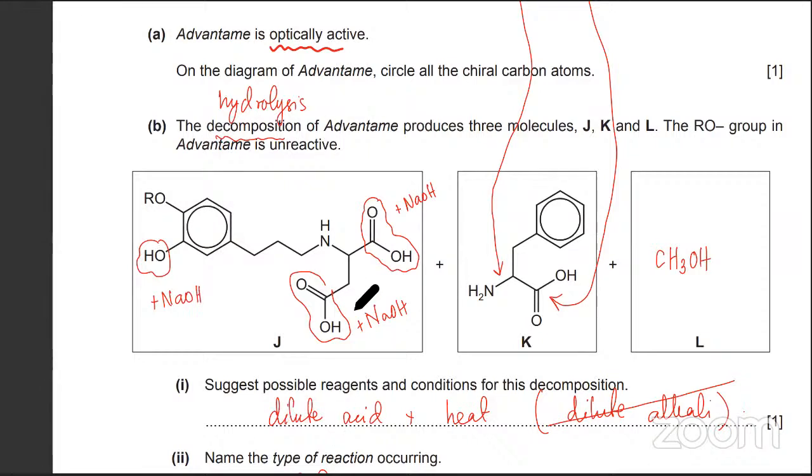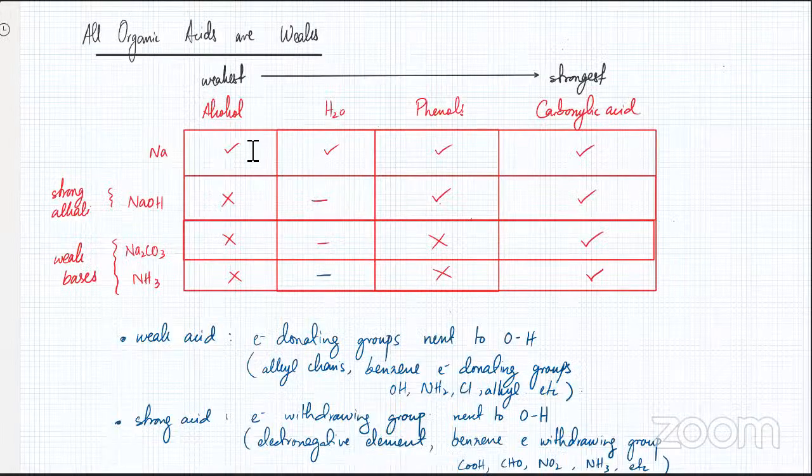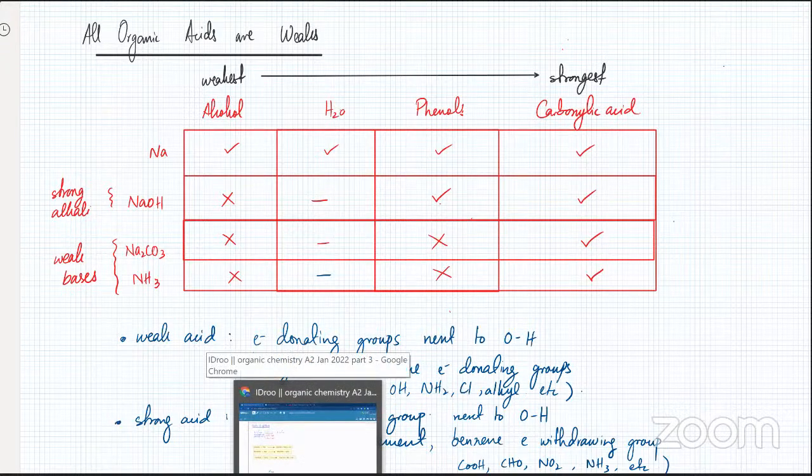Ibrahim, is this clear? Saim, is this clear? Remember this table: alcohols will only react with Na; phenols will react with Na as well as NaOH, but not with weak bases. Carboxylic acids would react with everything. They would have all acid-base reactions. So we did do this table.